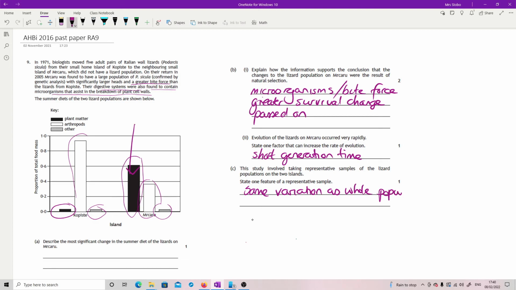Okay, and if it has the same variation as the whole population, then you can extrapolate from the representative sample to the entire population. But this also means if they have the same variation as the whole population, that will mean that they have the same mean. Okay. And either of those was taken as reasonable for the mark scheme. And that's it.